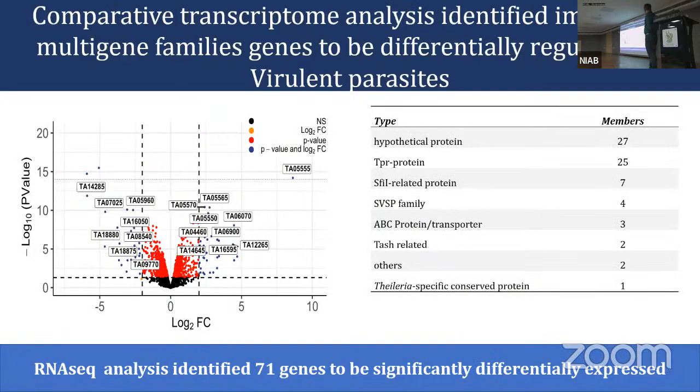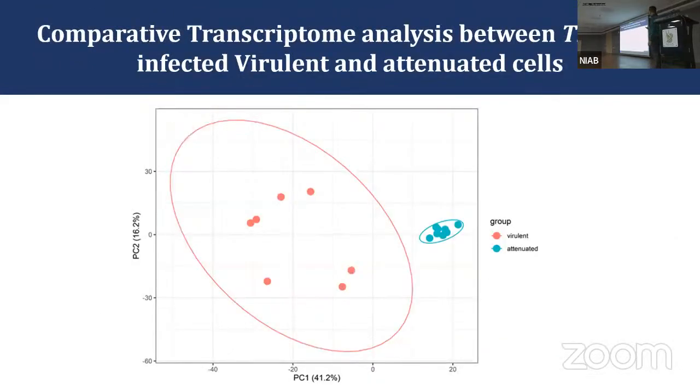The higher passage and the vaccine cell line is the attenuated cell line, and the cell lines that cluster with the vaccine cell line are being used as attenuated cell line.